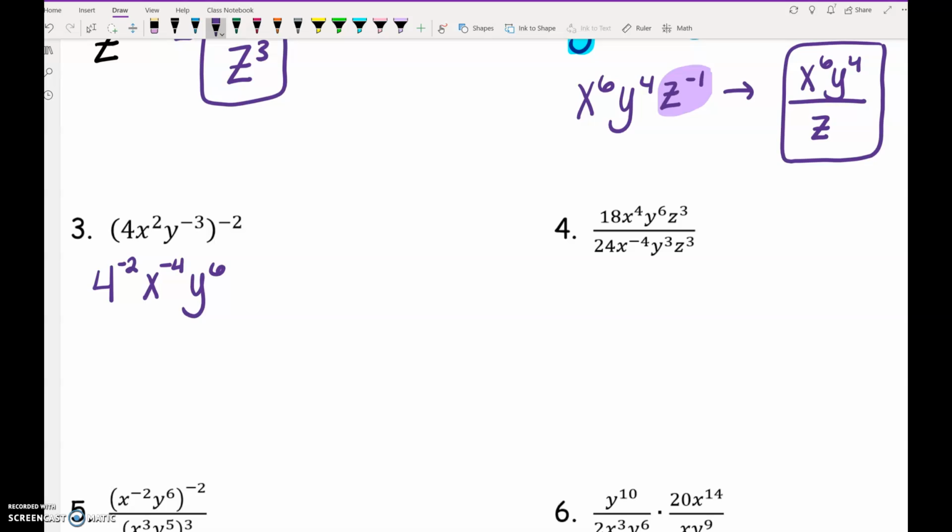Okay. The 4 to the -2, that needs to go to the bottom. And the x to the -4, that needs to go to the bottom and become x to the 4th. Y to the 6th gets to stay on the top. Oh, but we're not done yet. Now we can actually evaluate. What is 4 squared? 16. So our final answer is y to the 6th over 16x to the 4th.